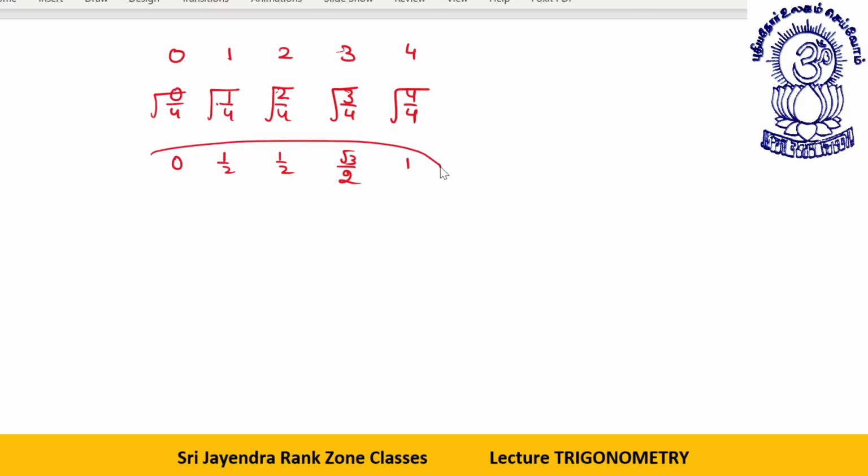So what do I get? I get this value. Now I write, this is a set of values which I will fit over in the values of theta. 0 degree, 30 degree, 45 degree, 60 degree, 90 degree, that is 0, half, 1 by root 2, 1 by root 2, root 3 by 2, and 1. Now this is sine theta.